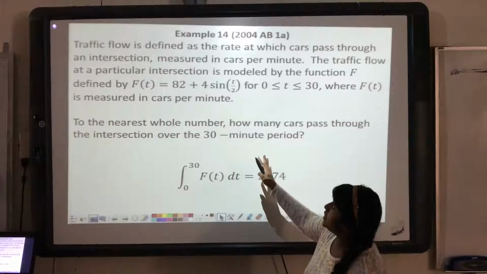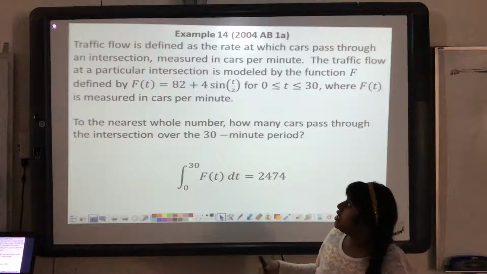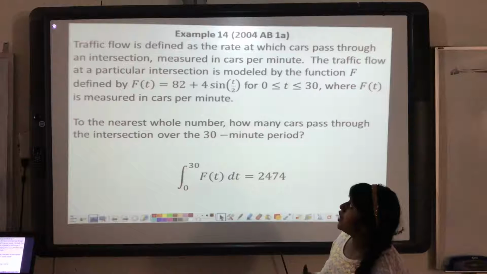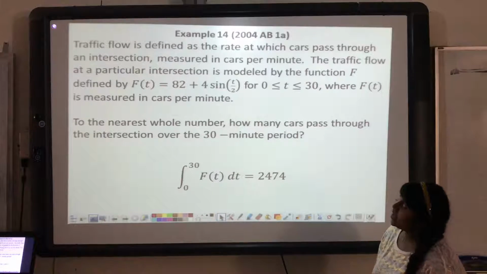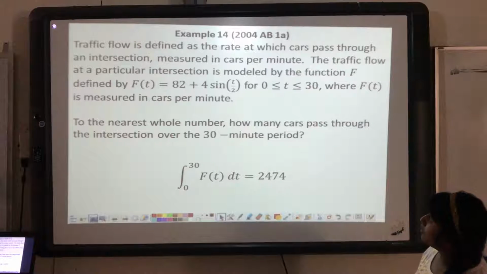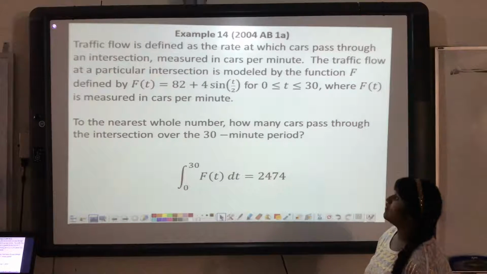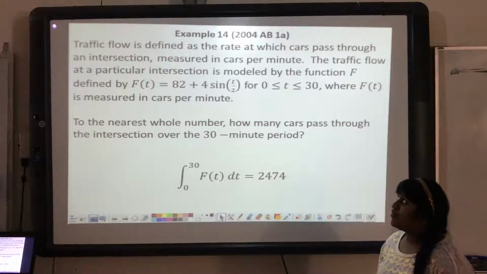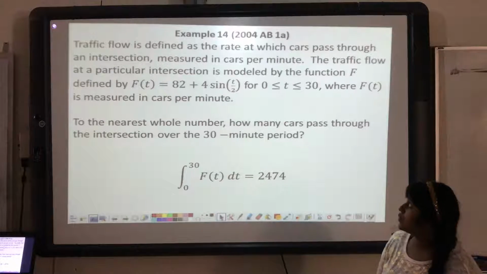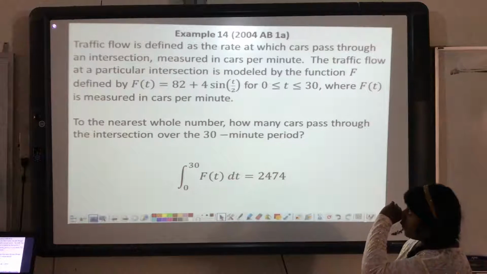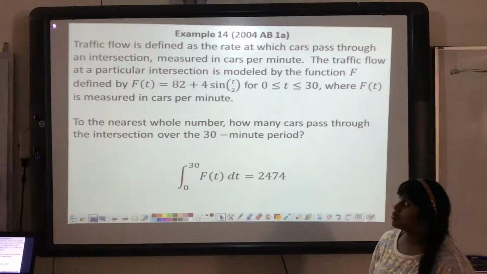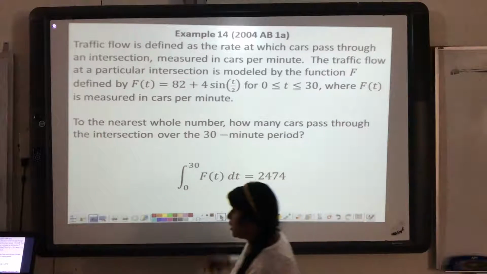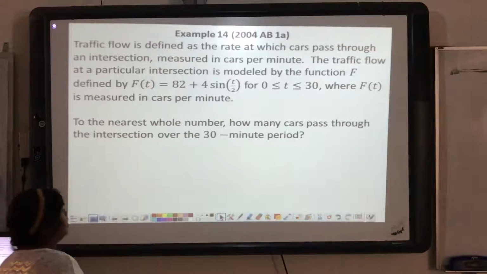Look at example 14, which is a word problem set. So real quickly, I'll read it for you. The traffic flow is defined as the rate at which cars pass through an intersection, measured in cars per minute. The traffic flow at a particular intersection is modeled by the function f, defined by f of t equals 82 plus 4 sine of t over 2 for the interval 0 to 30, where f of t is measured in cars per minute. So question number 1, which I accidentally have the answer on here already, my apologies.